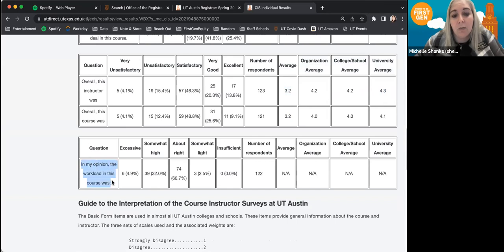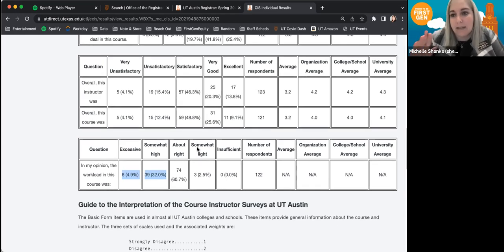In my opinion, the workload in this course was excessive, somewhat high, about right, somewhat light, insufficient. 60% said about right, but 36% said high or excessive. So if you are looking for a course that's a core class, knowing that a lot of people describe it as high or excessive might be a course that you want to steer away from.